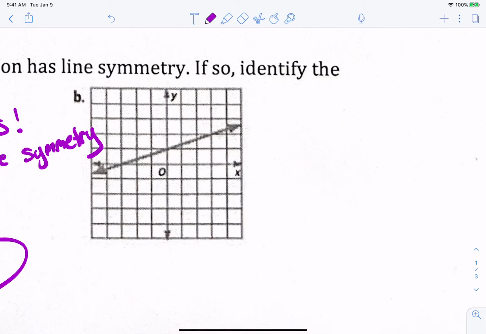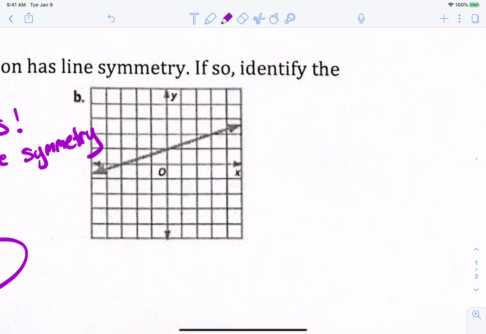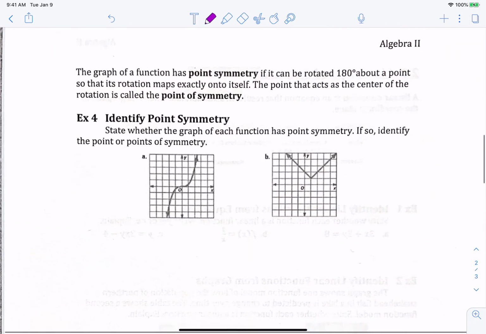So even if I make a horizontal line and fold it top to bottom, like I fold this guy down to here, will that be the same? Will it fold on top of itself? No, not going to happen. So this has no line of symmetry. Okay, no line of symmetry. All right, let's go down here.